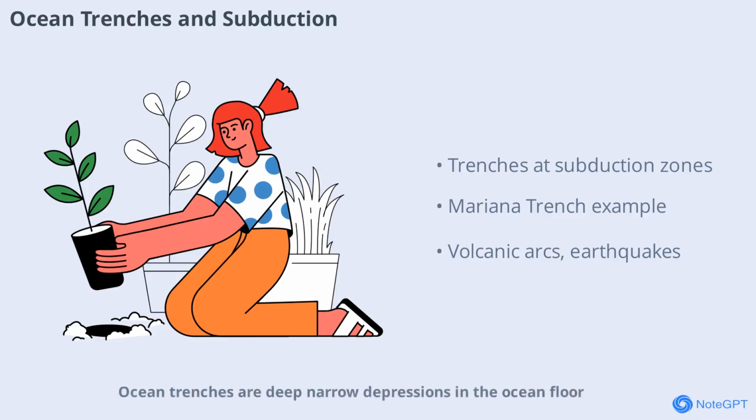Ocean trenches are deep, narrow depressions in the ocean floor, formed at subduction zones where one plate is forced beneath another. The Mariana Trench is the deepest part of the world's oceans and a classic example of this process. Subduction not only creates trenches but also leads to volcanic arcs and intense seismic activity.